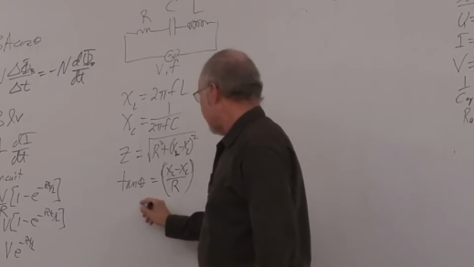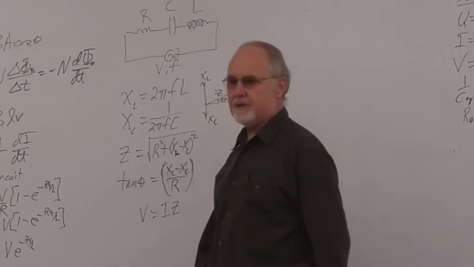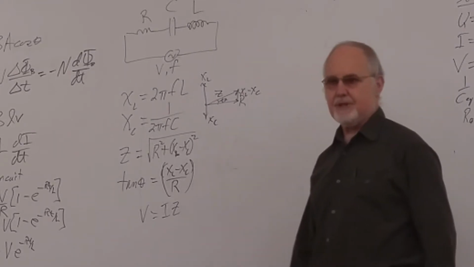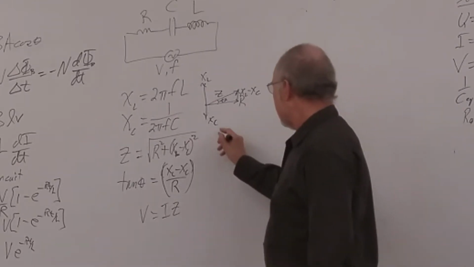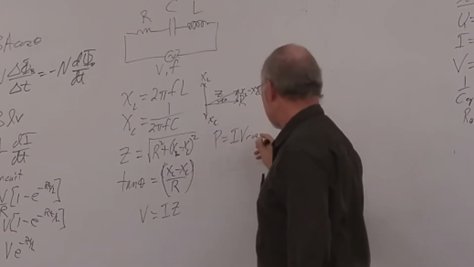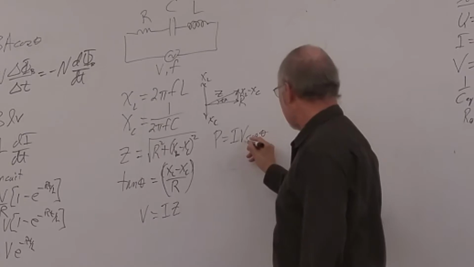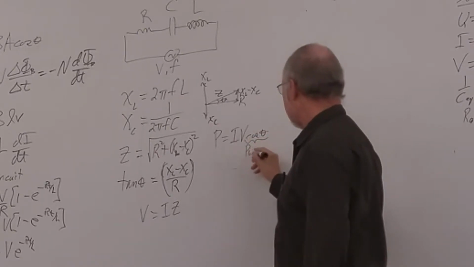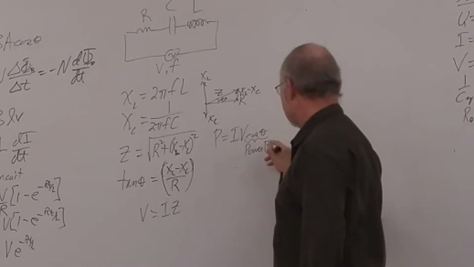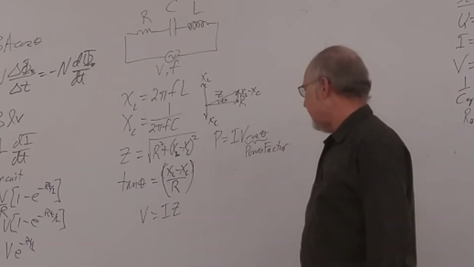Again, the total voltage is the current times that total impedance. So V is I times Z. Power in your AC circuit is I times V times the cosine of the phase angle. And the cosine of the phase angle is called the power factor.